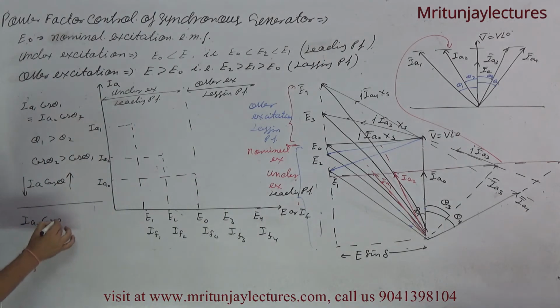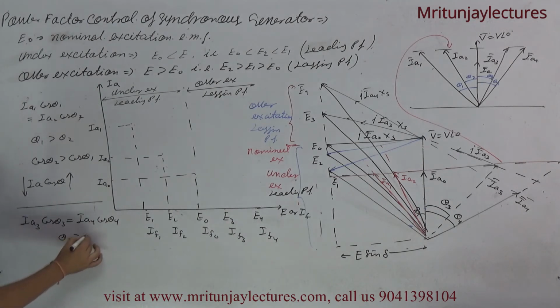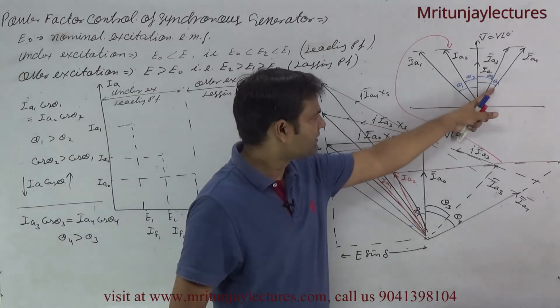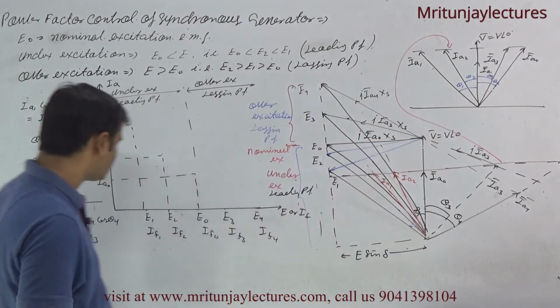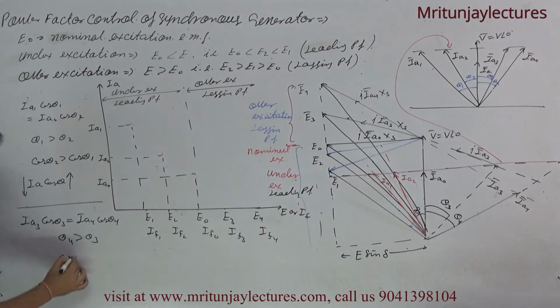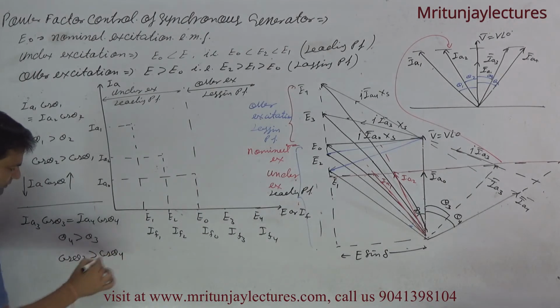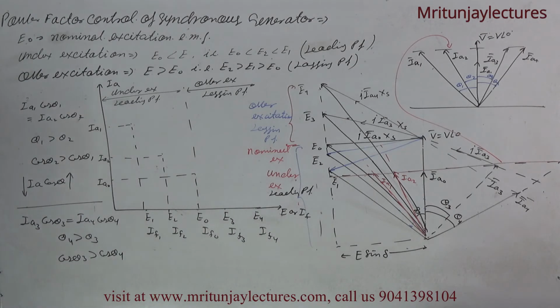IA3 cos theta 3 will be equal to IA4 cos theta 4. Now theta 4 is greater than theta 3. It means what about cos theta? Cos theta 3 is greater than cos theta 4. Clear?